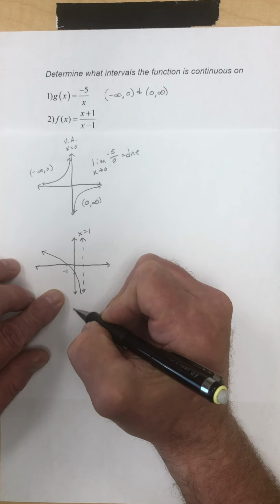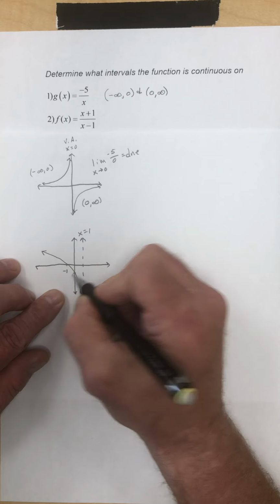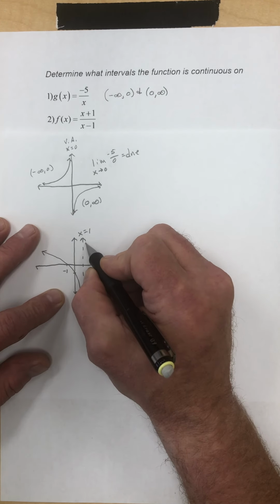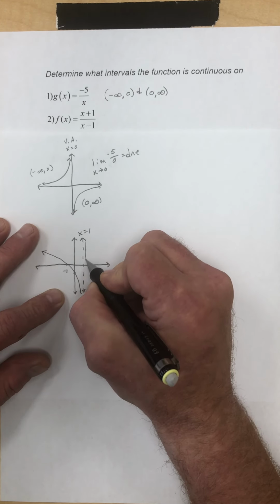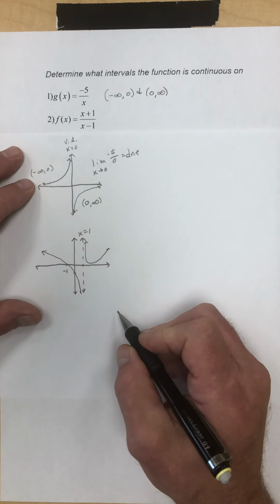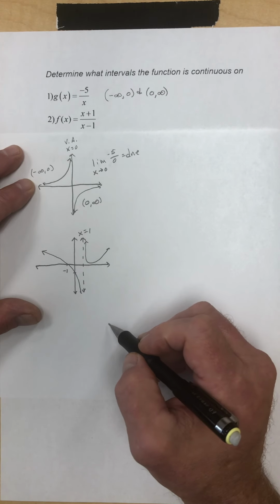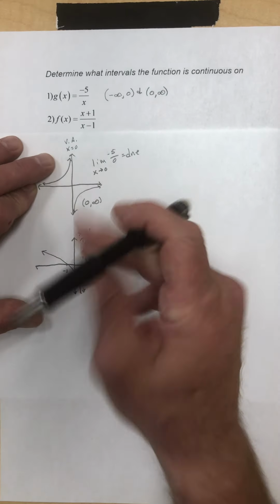Wait a minute. Negative 1, 0. I think I have it right. Okay, I think I do. And I think this guy is going to do this. I don't know. I'd have to go back and look at it and mess around with that a little bit more. I might have it right, I might not. Okay, no.